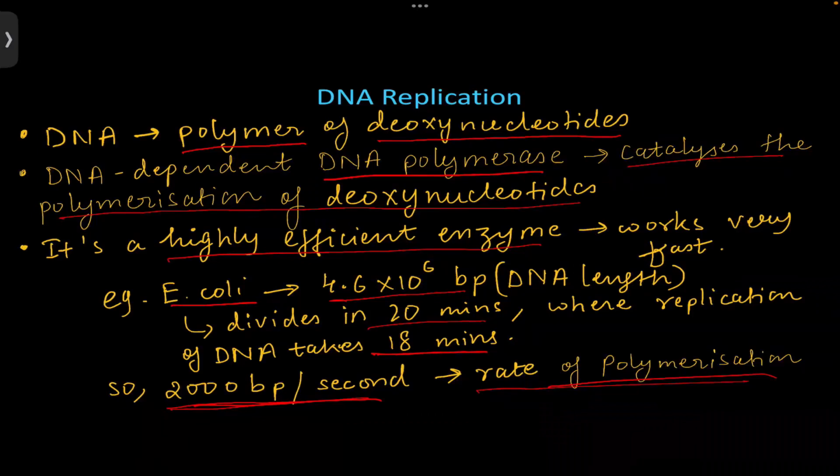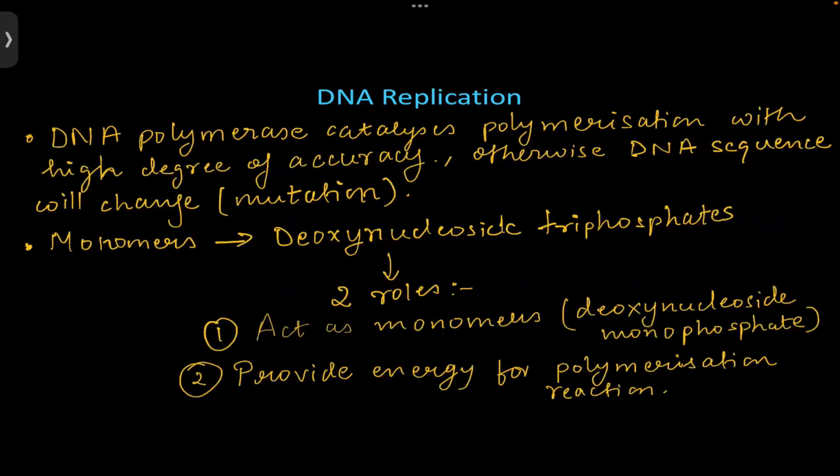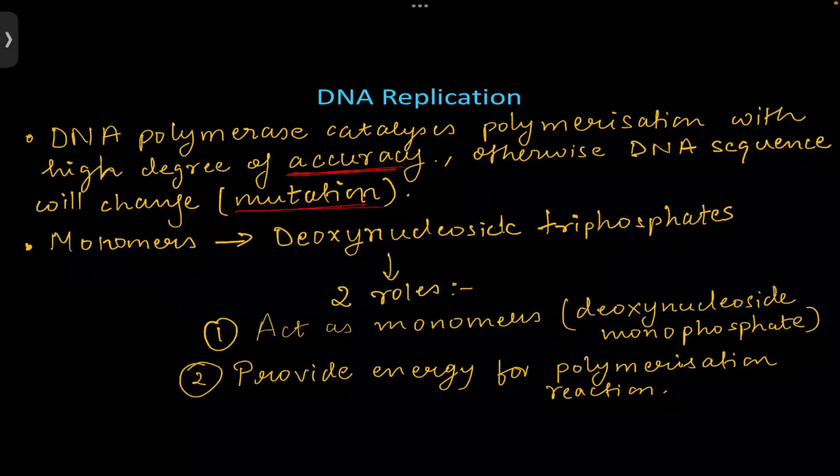So accordingly, there will be a particular rate of polymerization associated with the DNA polymerase enzyme. The point is, these enzymes have to work very fast. They have to be very efficient in nature. Now, it's fine that it is fast, but it also has to make sure of accuracy, meaning it cannot add a new nucleotide at a place where it was not supposed to be added. It cannot make any mistakes, because if it makes any mistake, then mutation will happen.